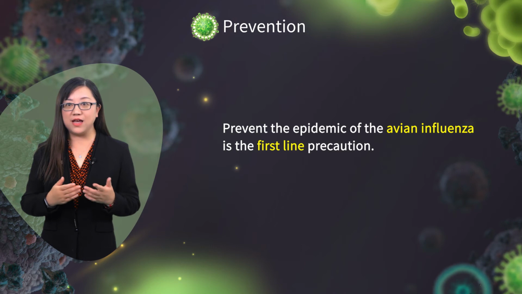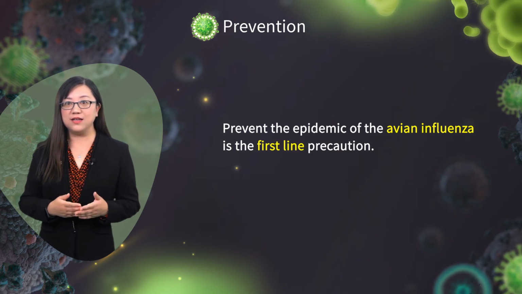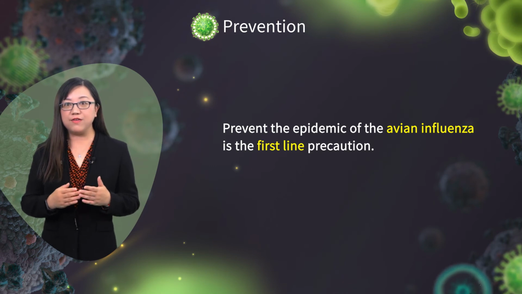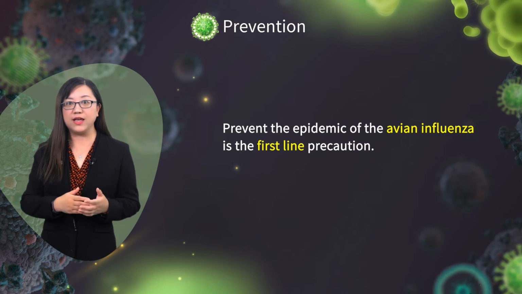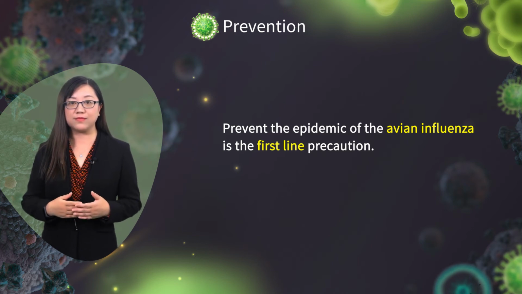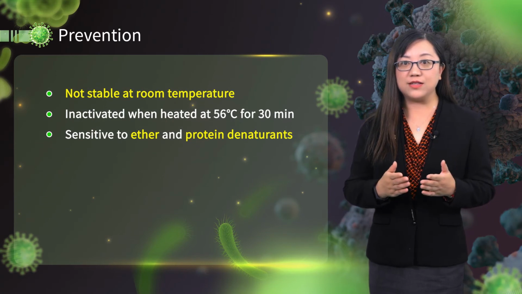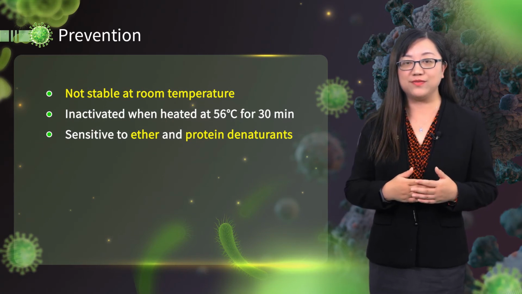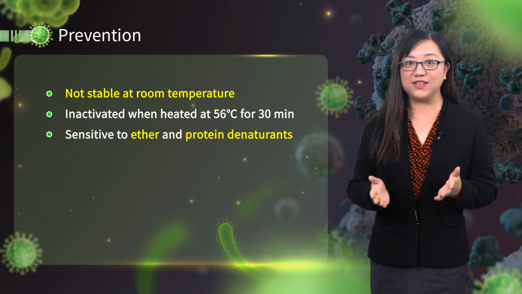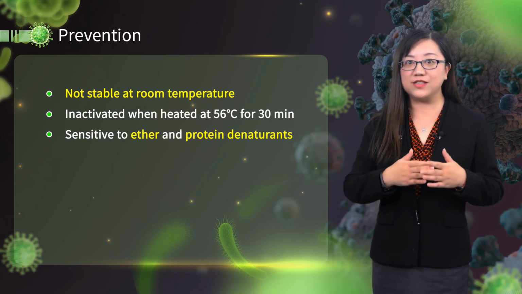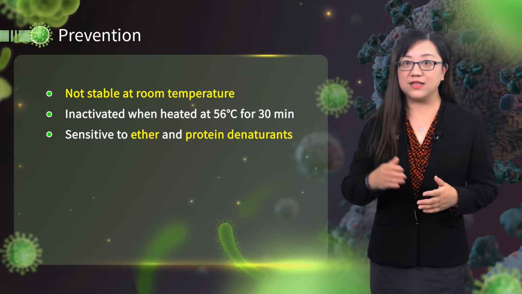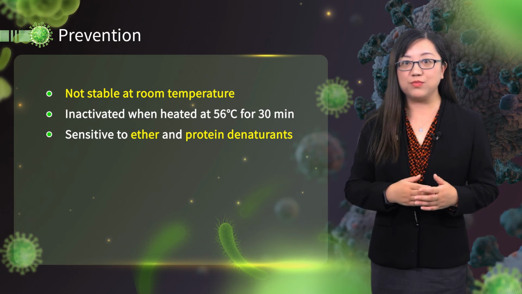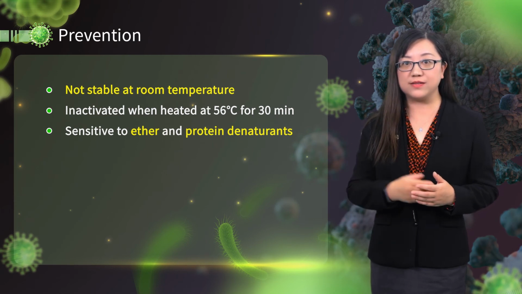Prevent the epidemic of avian influenza is the first-line precaution. Outbreaks of avian influenza require destruction of all potentially infected birds. The flu virus is not stable at room temperature. It can be inactivated when heated at 56 Celsius for 30 minutes and is sensitive to ether and protein denaturants.